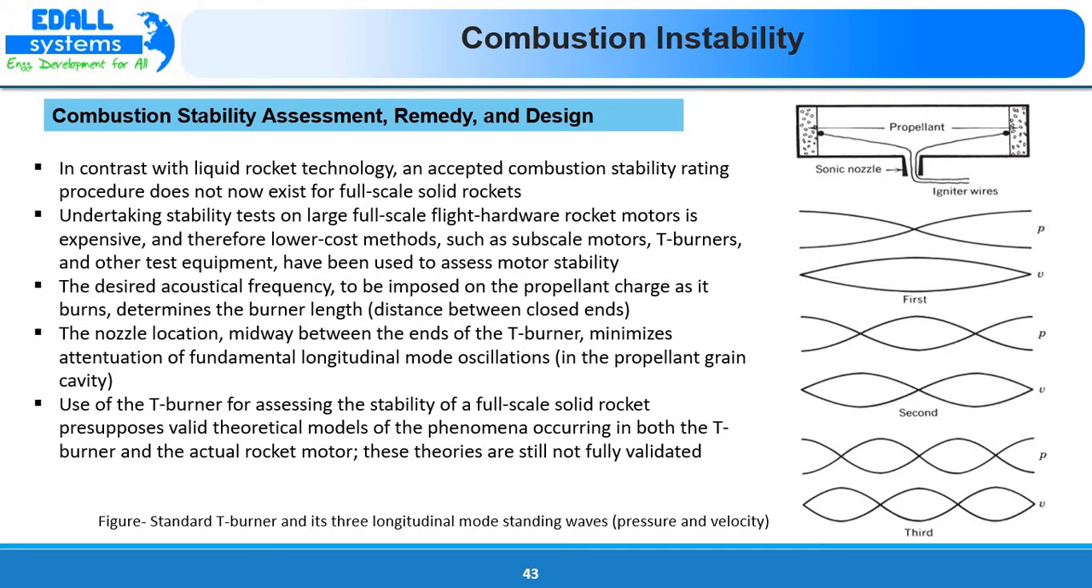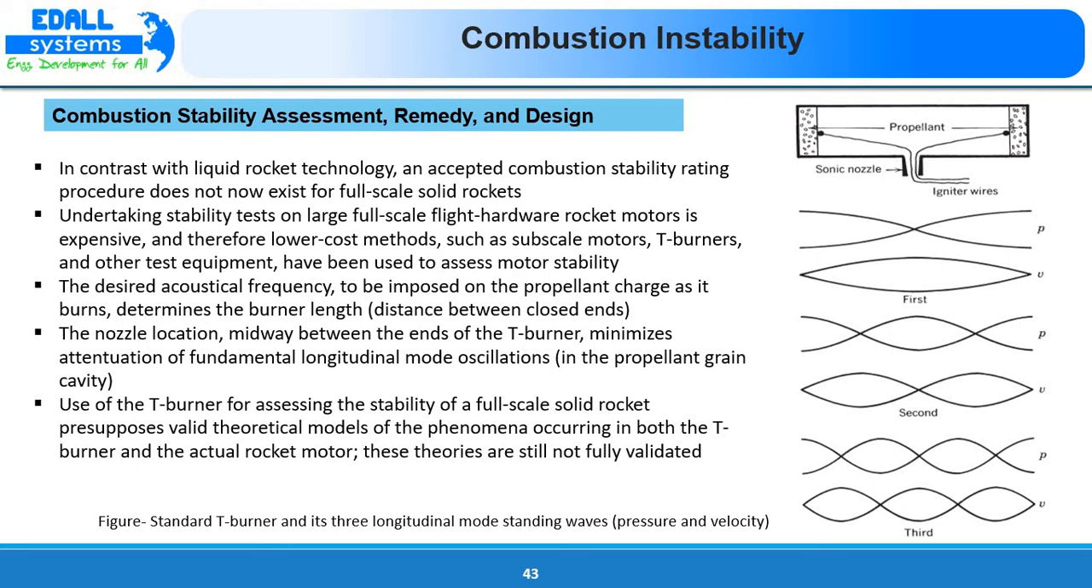It has a 1.5-inch internal diameter, double-ended cylindrical burner vented at its midpoint. Venting can be through a sonic nozzle to the atmosphere or by a pipe connected to a surge tank which maintains a constant level of pressure in the burner cavity. T-burner design and usage usually concentrate on the portion of the frequency spectrum dealing with the transverse oscillations expected in a full-scale motor. The desired acoustical frequency to be imposed on the propellant charge as it burns determines the burner length, that is distance between closed ends.